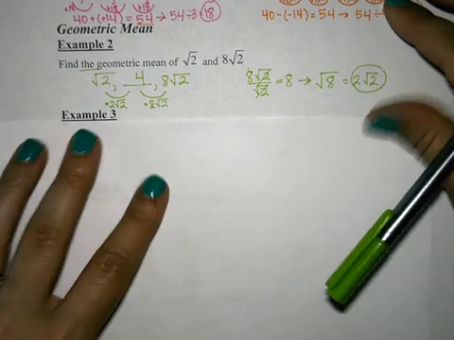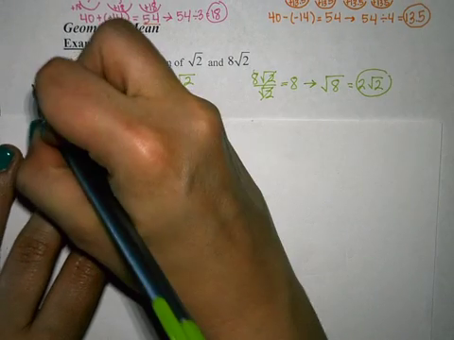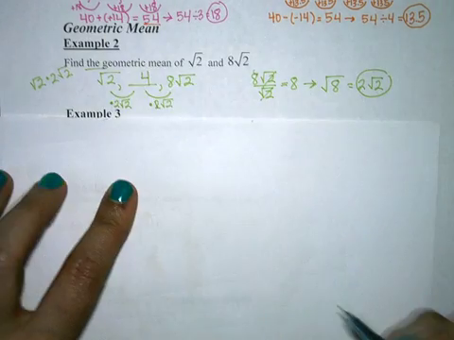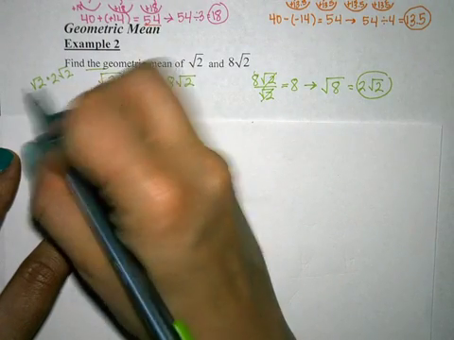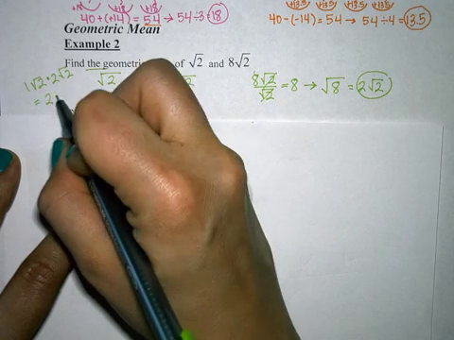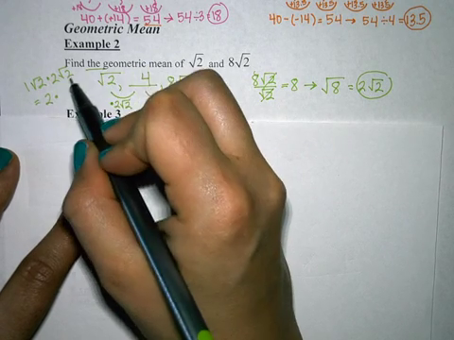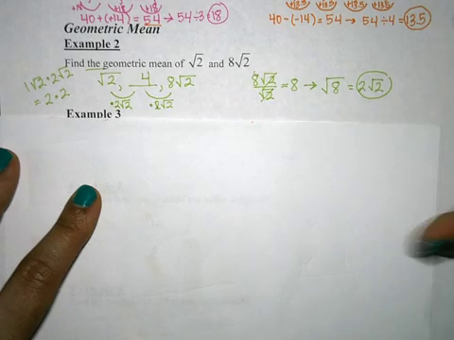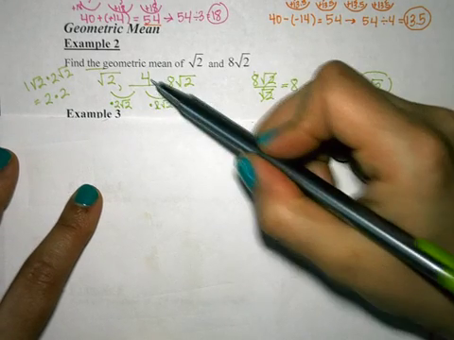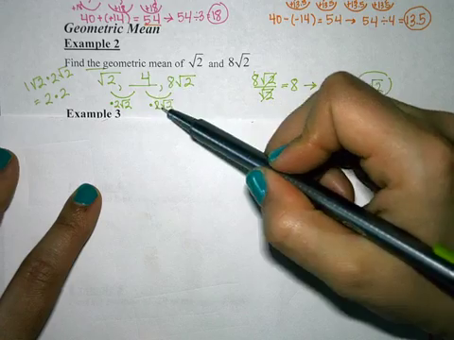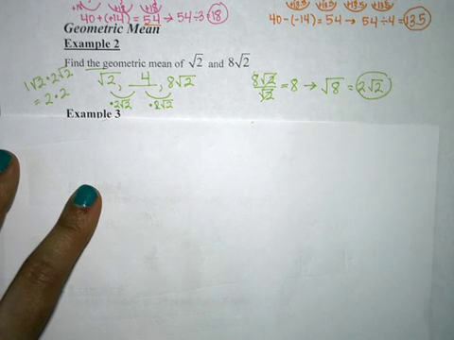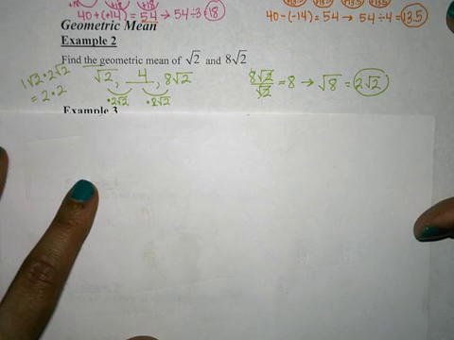Root 2 times 2 root 2 gives me 2 times 1, which is 2. Root 2 times root 2, the roots cancel, so we end up with a 2. So that's going to give me a 4 in between. 4 times 2 root 2, 4 times 2 gives me 8. There's nothing to multiply root 2 by, so it stays on at the end. So we do end up at 8 root 2.